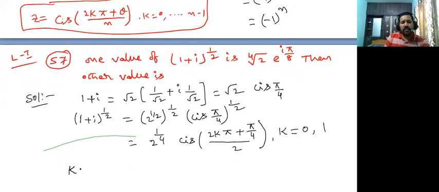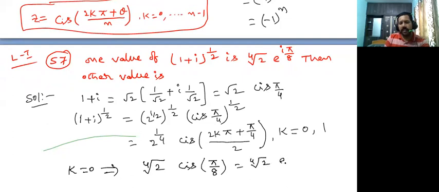How? Take k equal to 0, you will get one of the solutions. 2 power 1 by 4 means the fourth root of 2, cis. In place of k substitute 0. Here you will get pi by 8. That means fourth root of 2, cis, which we can write in exponential form as e power i pi by 8. This term is already given in the question.